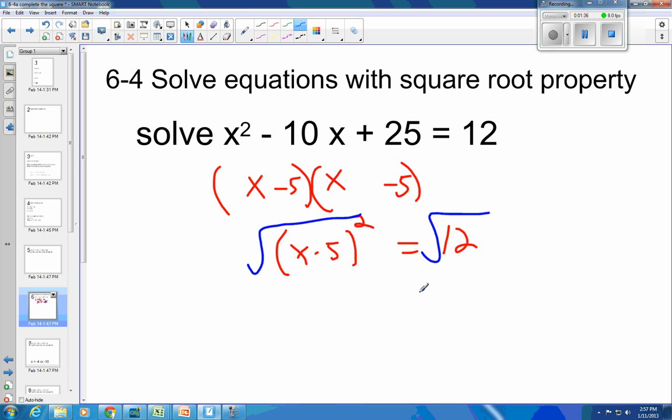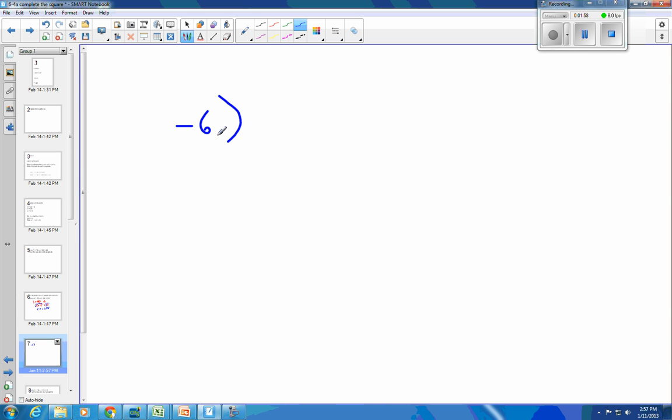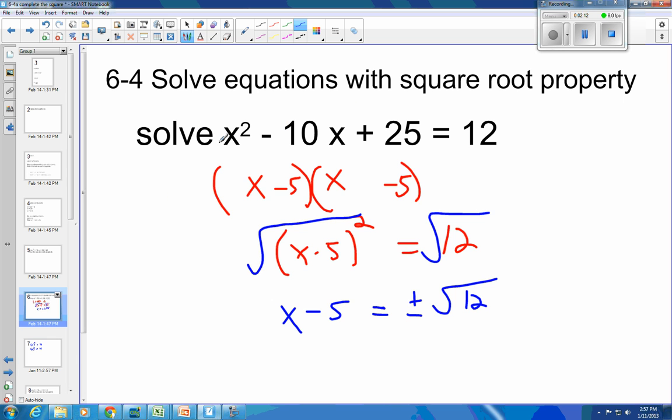And remember, when you square root a number, your answers are positive and negative because we've got the squares going on. So this actually becomes x minus 5 is equal to a positive or a negative square root of 12. And that has to do with this squaring here. When you square a negative, let me make a little side note here. Negative 6 squared and positive 6 squared both equal 36, a positive 36. So we're going to have a positive and a negative part to our answer. So that's what this says, we've got a positive and a negative part to our answer.